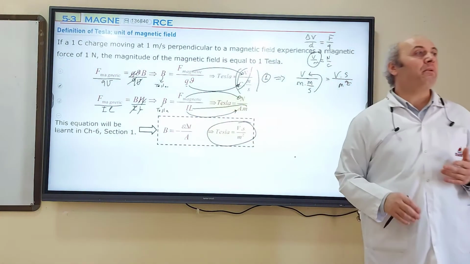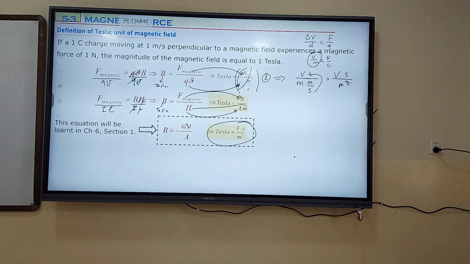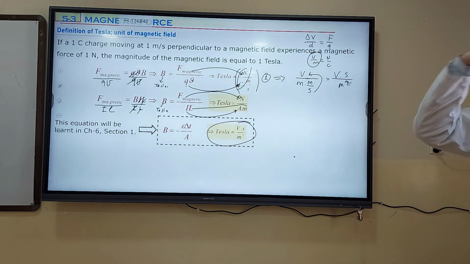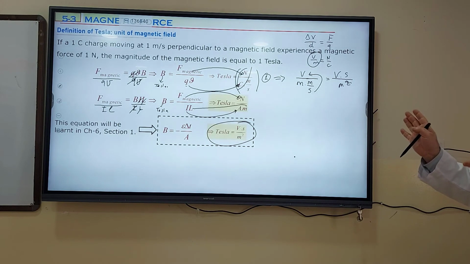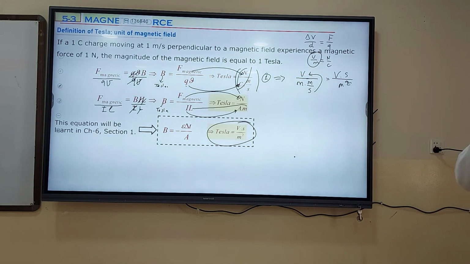These 3 can be ministry exam questions. They are asking this way. Which of the following is equal to Tesla? A. Newton divided by ampere times meter. Yes, it is equal to Tesla. B. Volt times second divided by meter squared. Yes, it is equal to Tesla. C. Newton divided by Coulomb times meter per second. Yes, it is equal to Tesla. They can ask like this, which are equal to Tesla, which are not equal to Tesla. Such questions can be given to you, and they are given in the exam questions of this section, you will see that. Okay? Clear?